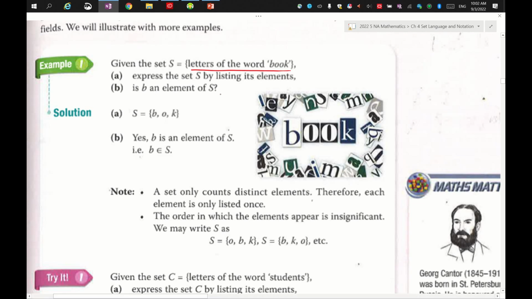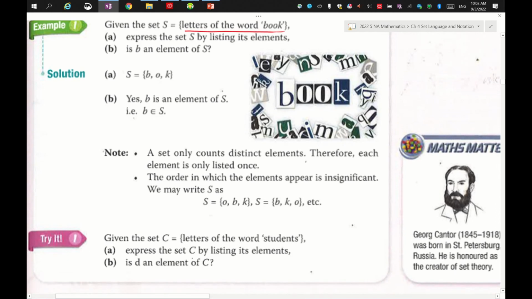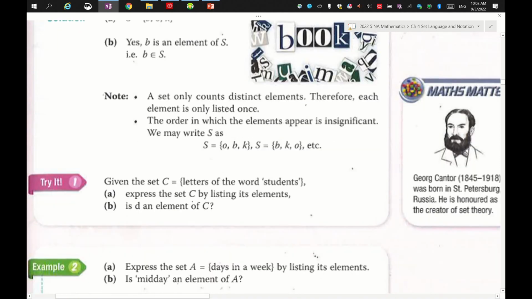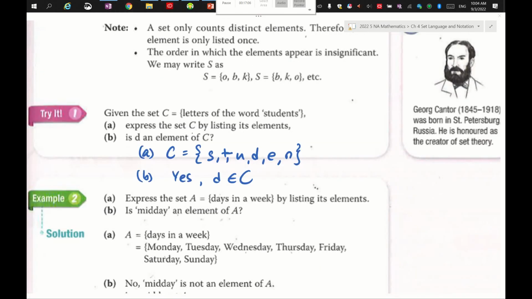Is B an element of S? Yes, it is an element of S. Another note over here, a set only counts distinct elements, so each element is only listed once. That is why the O, we don't write it twice, we only write it once. Next, students, express the set C by listing its elements. Use the same format. Try writing yourself, part A and then answer part B. So try your answers and we move on to example number 2.